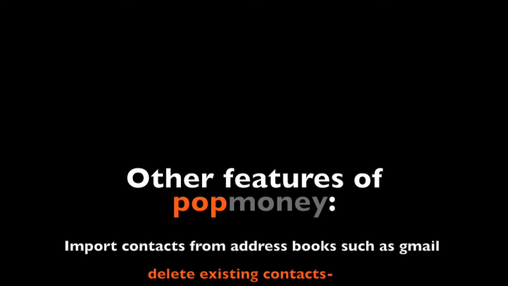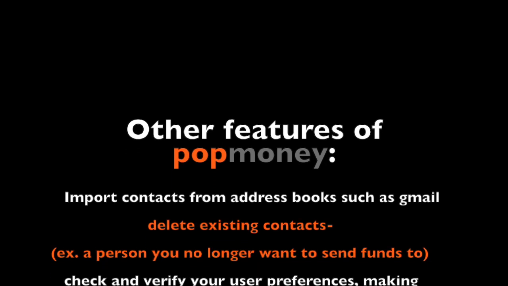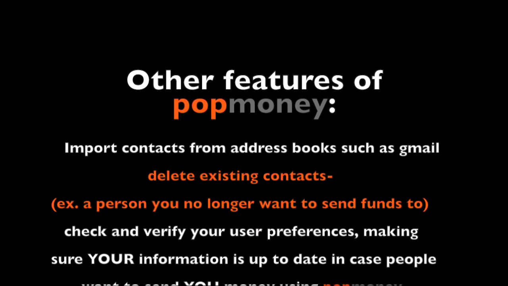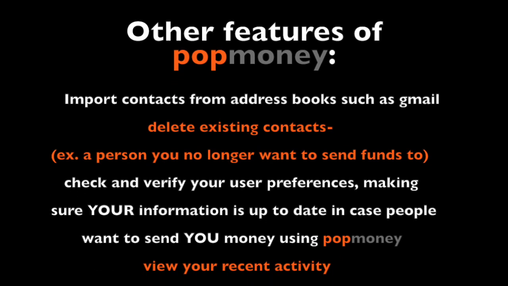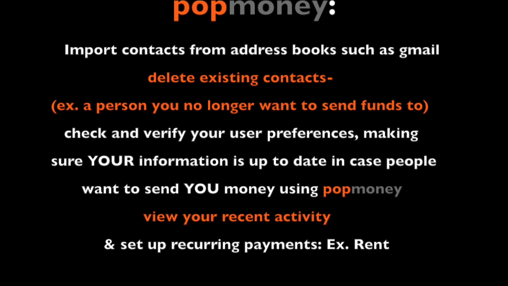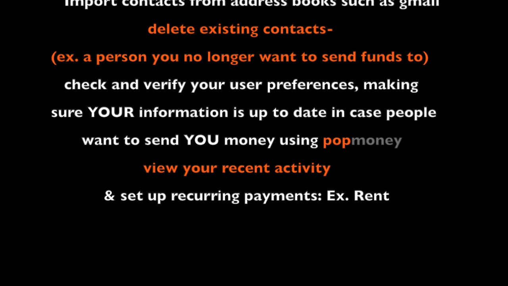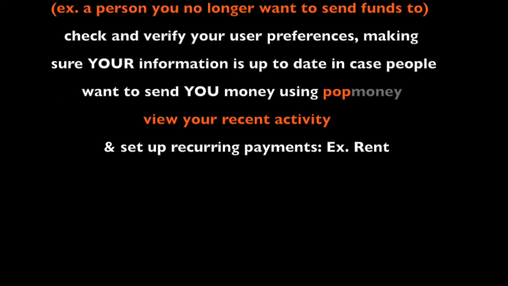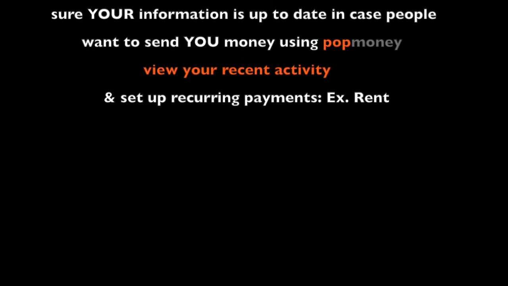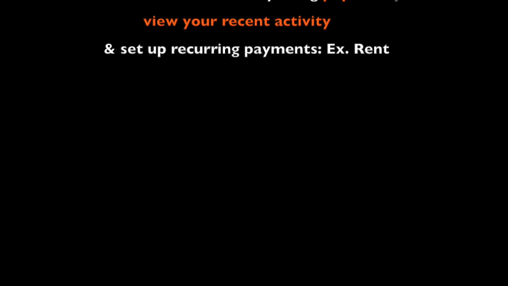Now, a few other things you can do in Popmoney are import contacts from address books such as Gmail, delete existing contacts if there is someone you no longer want to send funds to, check and verify your user preferences to make sure your information is up to date in case people want to send you money through Popmoney, view your recent activity, and set recurring payments, say maybe for rent.